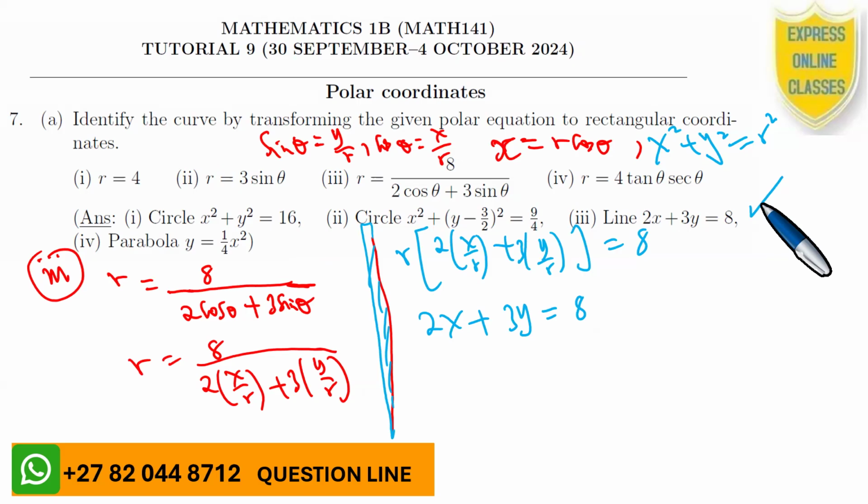So we continue. So we've been able to solve Roman figure 3.